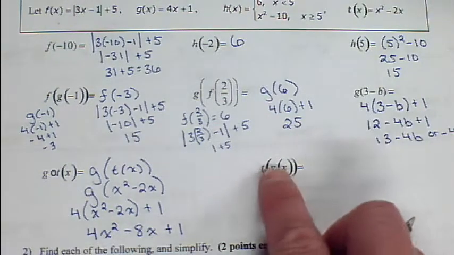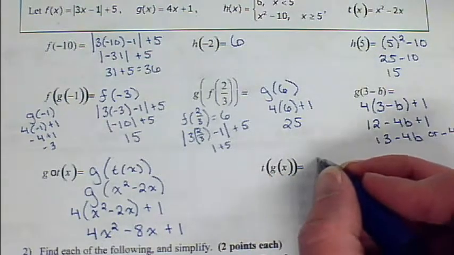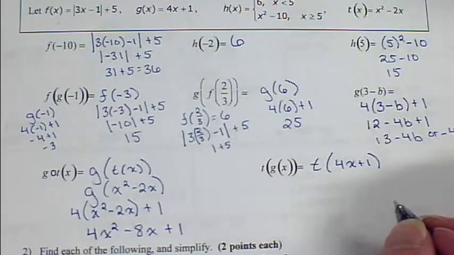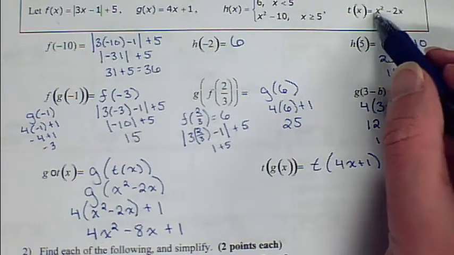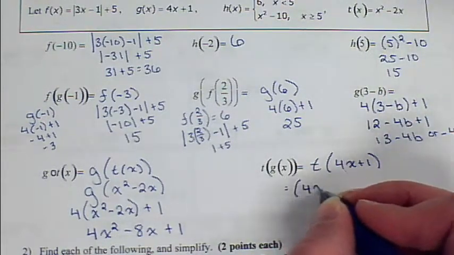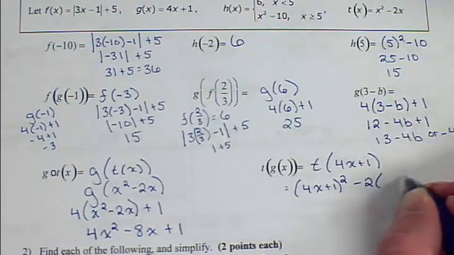Now what if we go the other way? It says to place g of x inside of t. So g of x was 4x plus 1. Now I have to look very carefully. T has 2 places to put the input. So the first part says to take the input and square it minus 2 times the input.